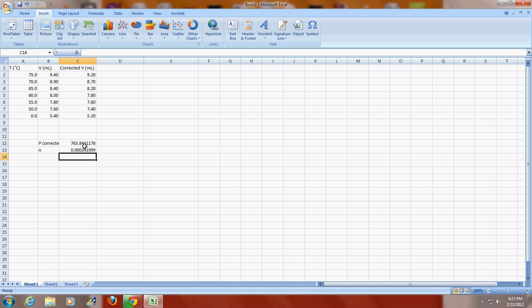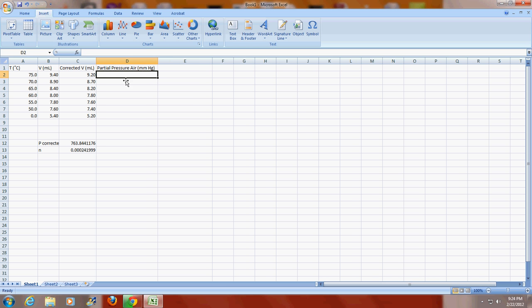Which is the next thing that we're going to need to do our calculation. So now that I have the number of moles, what I can do is calculate the partial pressure of air using the ideal gas equation. And so what I'm going to do is put here that this is going to be the partial pressure of air, and it's in millimeters of mercury. Okay.